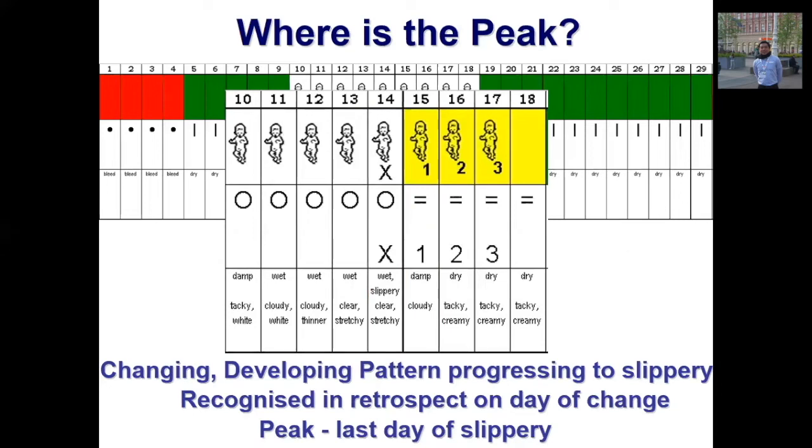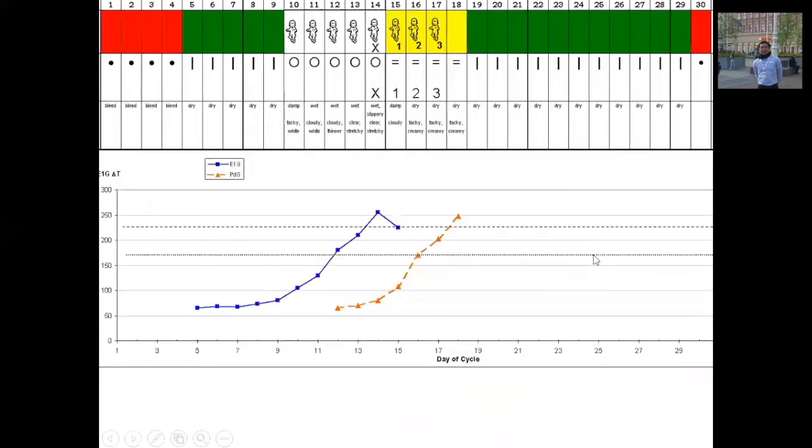Peak day is day 14. 15 is the first day of the luteal. 16 is the second day of the luteal. 17 is the third day of the luteal. 18, dry tacky. That is the fourth day of the luteal. On the 18th day, the couple now can apply the peak rule. Intercourse is available every day at any time starting on day 18.